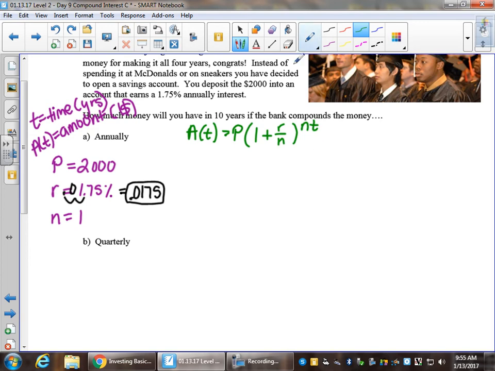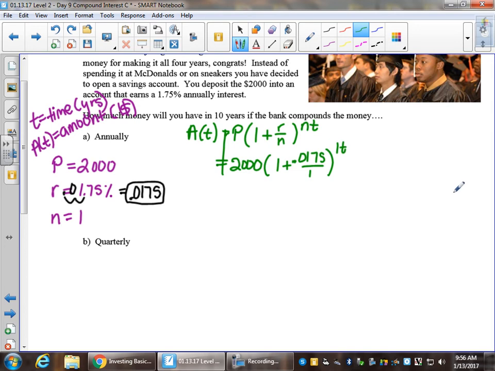Now we're going to fill in what we've got. What do we have that we can fill in? P, which is 2,000. You can put an R, which is 0.0175. Good job. You can put an N, which is 1. Yep, N is 1. And what does this become up here? 1 T.